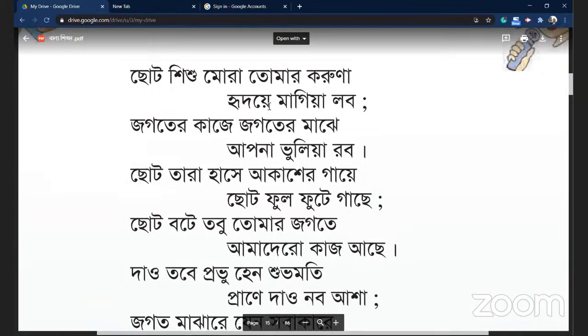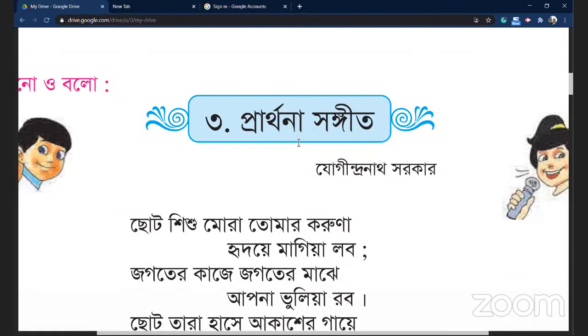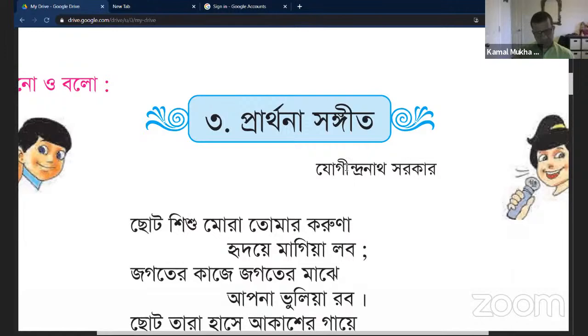Okay, let's read the name of the rhyme. Prarthana Sangeet, and the author? Yogindranath Sarkar.